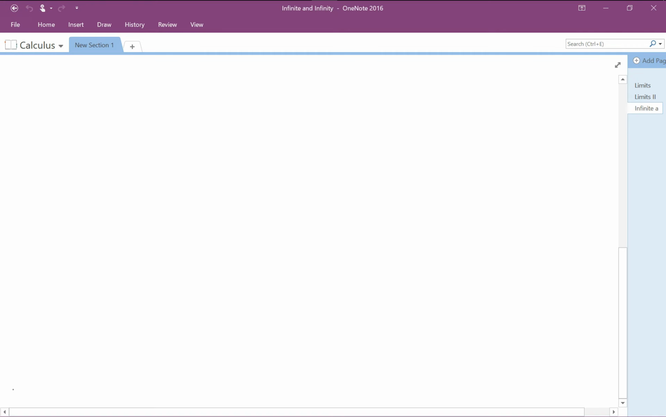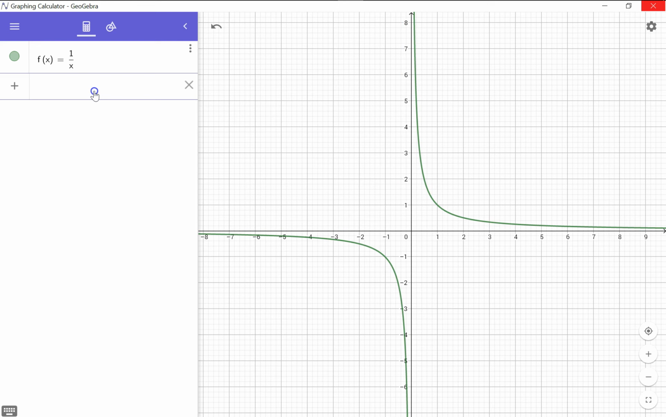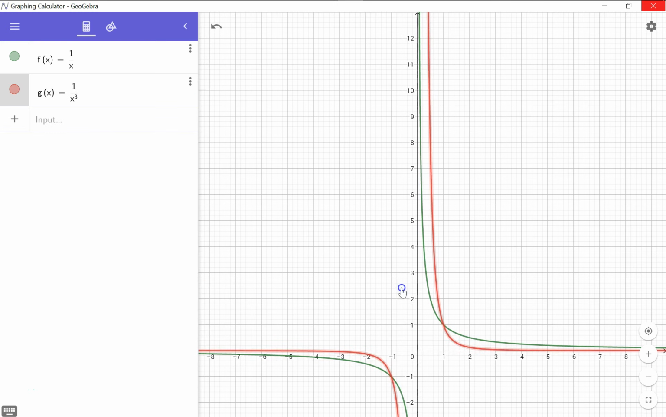Okay. What happens if it is 1 by x cube? Let's delete this now and let's put 1 by x cube. It becomes sharper, right? It goes a little bit away from the y-axis, but the behavior remains the same.